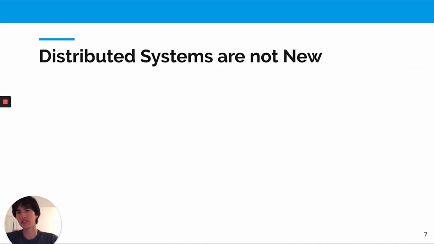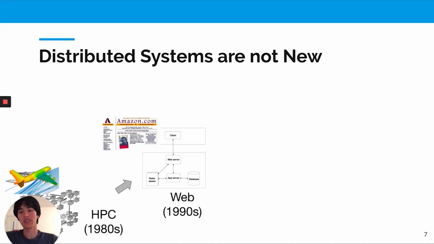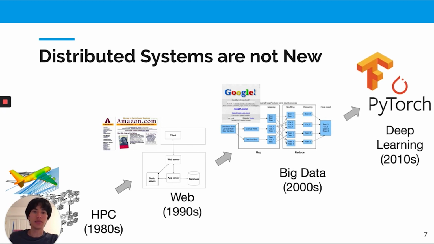So a natural question is, why build a new distributed system? Because distributed systems are not new, right? Going back to the 80s, we have high-performance computing running on supercomputers. More recently, in the 90s, we have large-scale web serving. After that, we have big data, right? You have systems like MapReduce and Hadoop targeted at crawling the web and building search indices. And more recently, you have the rise of deep learning with tools like TensorFlow and PyTorch. So distributed computing has been around for quite a while.